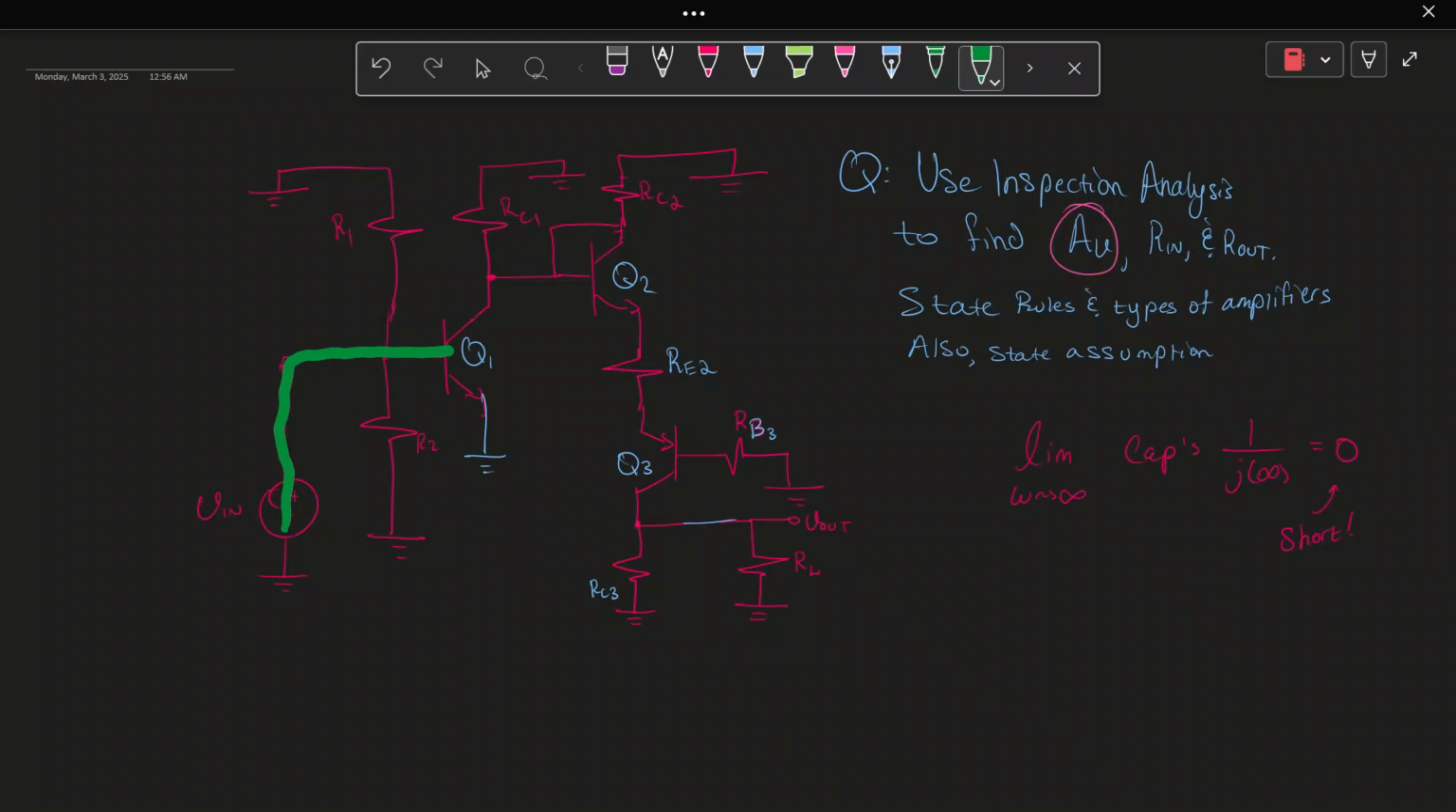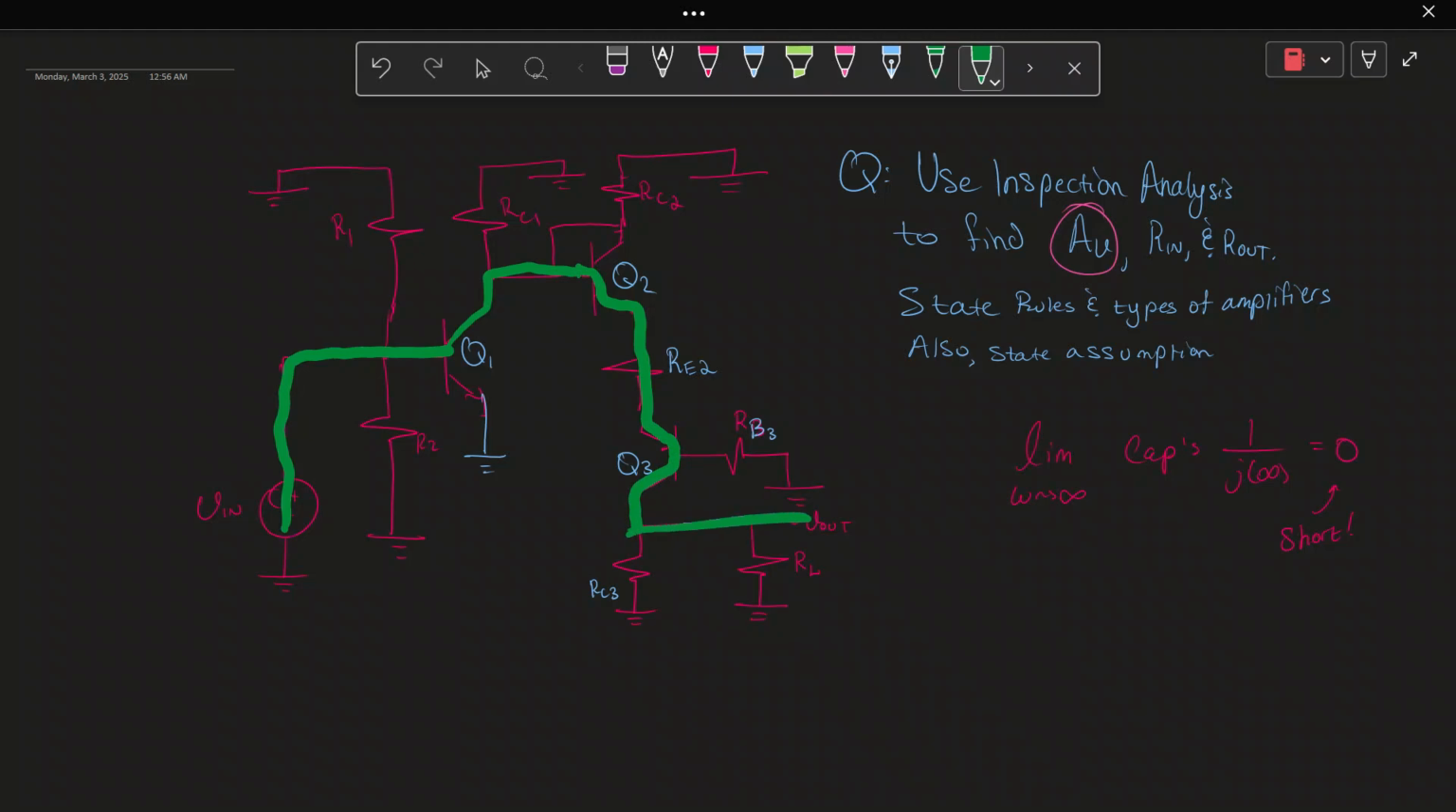From here, where do we go? We should go to VC, the collector of Q1. The easiest way is to go down, because we want to get to V out. So let's go down through the emitter. Then we don't want to go through the base, so we stay emitter collector, and then we go there.